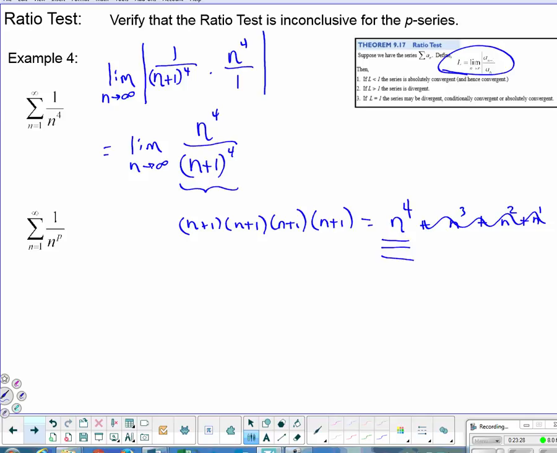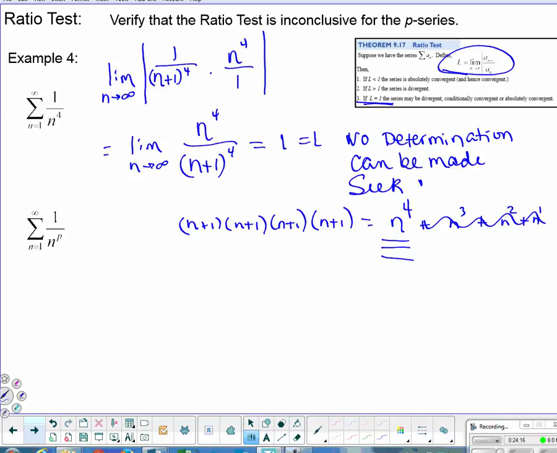If this is a big player, then I'd have n to the 4th over the largest degree in the bottom, which would be n to the 4th. The limit as n goes to infinity of the terms with the highest degree in the numerator and the denominator, n to the 4th over n to the 4th, is going to have a limit of 1. Hopefully that analysis makes sense to you. But this limit is 1, and that is an inconclusive result. No determination can be made. You would have to seek another test of convergence.